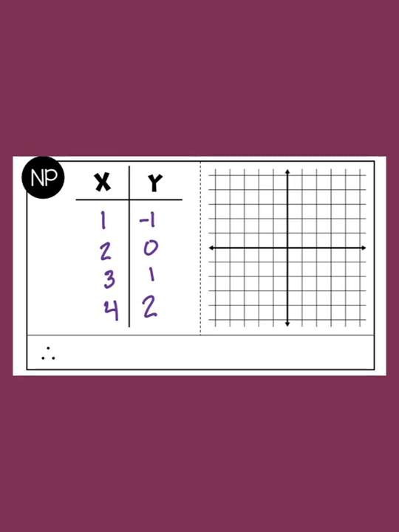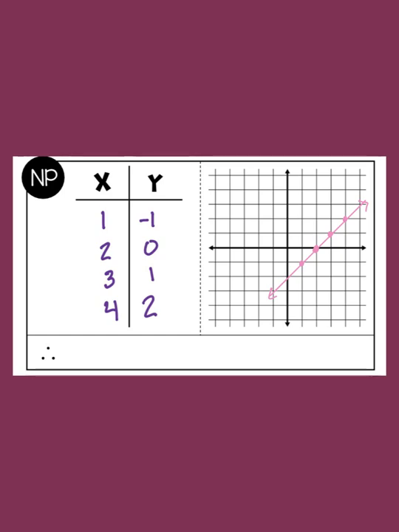Okay, let's do another problem. Now looking at this, I know that it's not proportional because when my y is 0, my x is not 0. But is it going to make a line? So let's graph these points. I'm going to start with 1, negative 1, 2, 0, 3, 1, and then 4, 2. Looking at that, it's definitely a linear relationship, but it's not proportional.